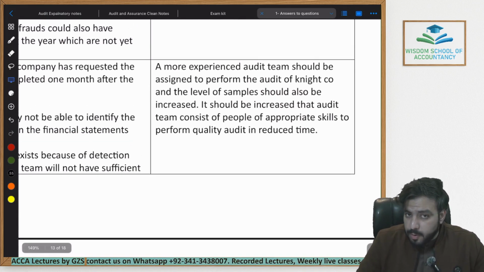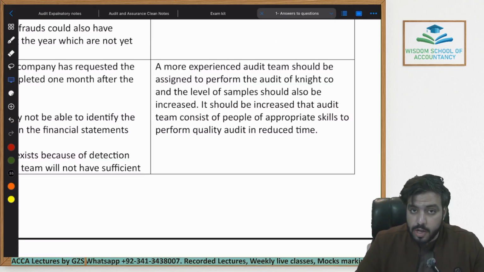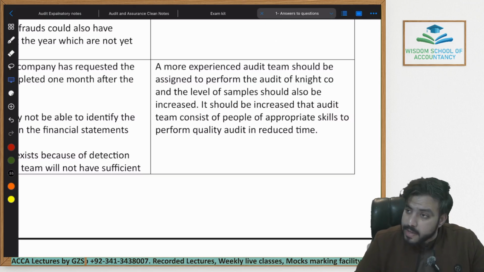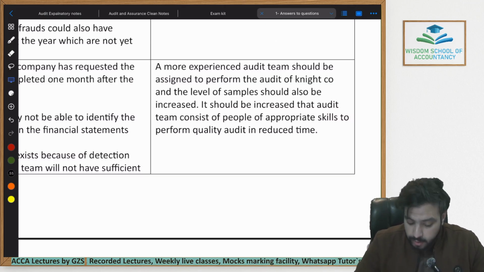Secondly, what would be the response in this case? We will have to send more experienced, very experienced people for this audit, because first of all, this is a new client for us. There is already a risk here. Now we will have to select a very experienced team. And not just experienced, but those people who have the skills to complete the audit within time while maintaining quality.